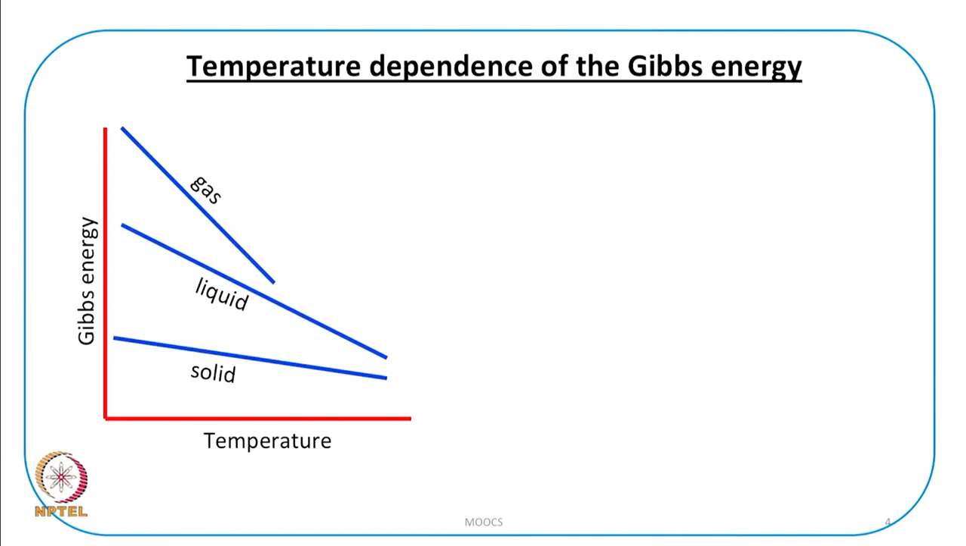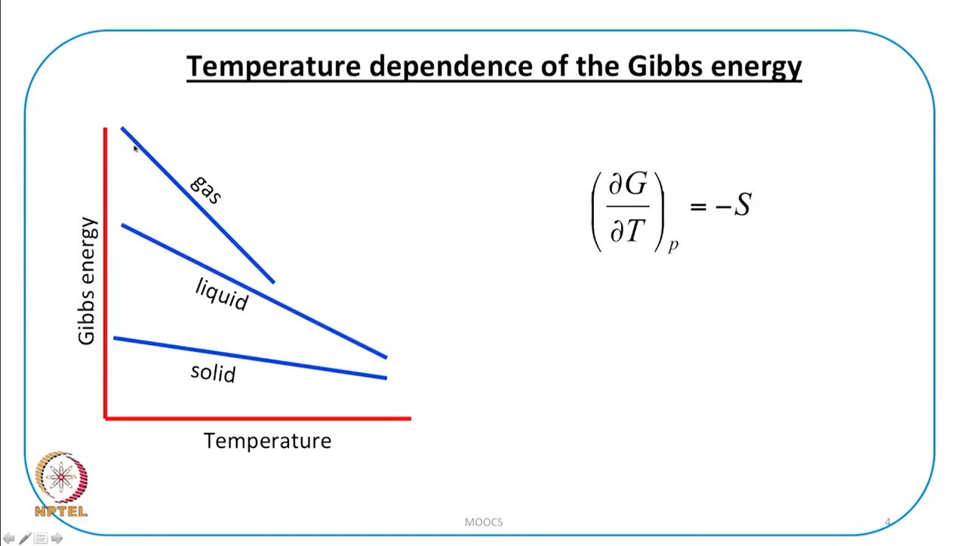An interesting observation in this figure is that the slope is negative. The slope is negative, obviously, because when you take a look at this mathematical expression, the slope of G versus T, the plot, is minus S, and entropy is always a positive quantity. Entropy itself cannot be negative. Therefore, minus S will be a negative quantity. So, you expect a negative slope. That is what you see here.